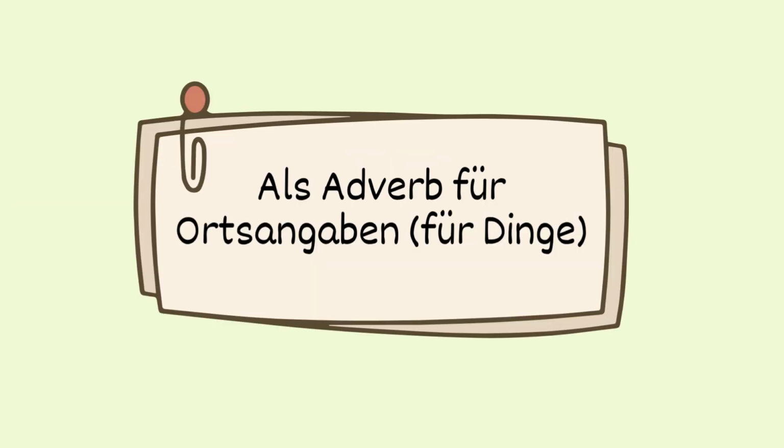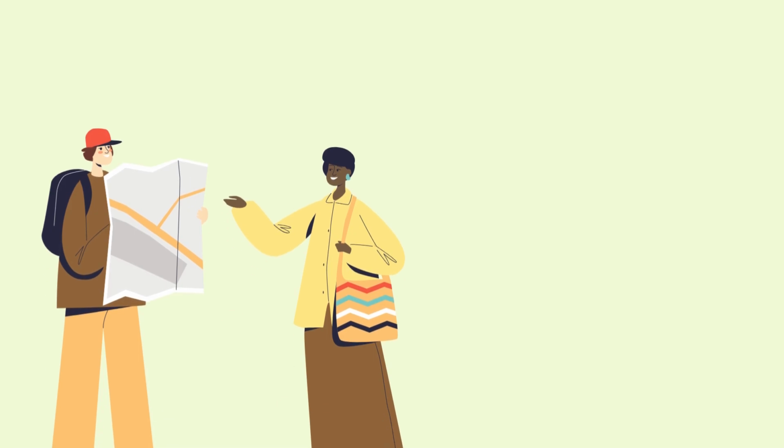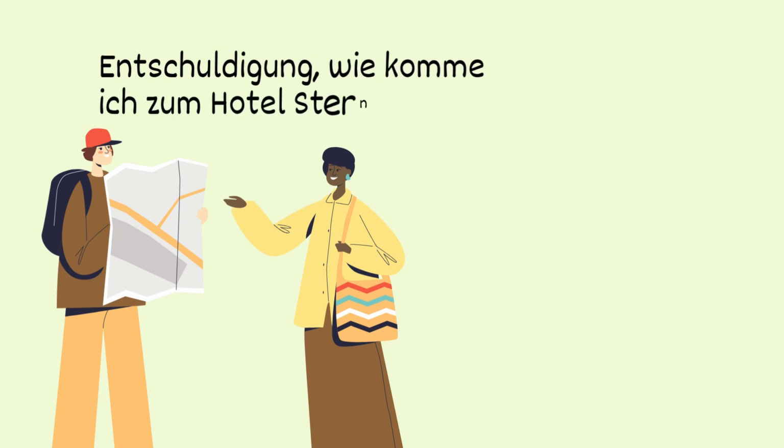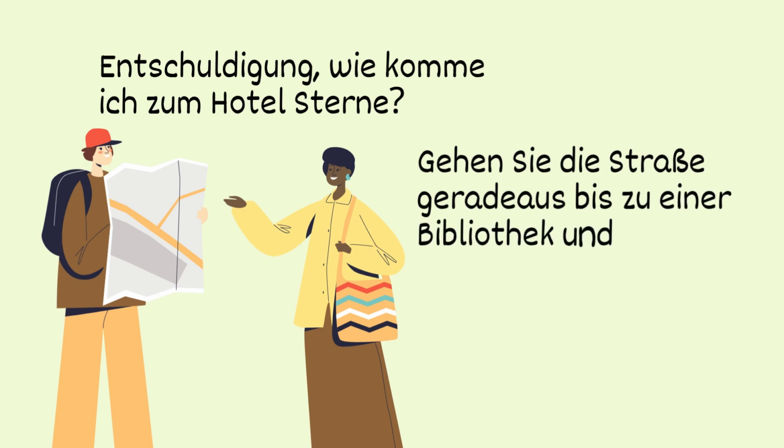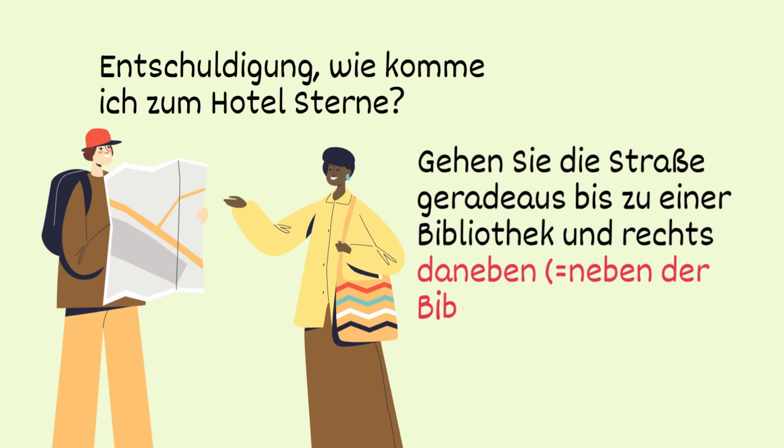The second role of da words is as adverbs for place and position of things. Als Adverb für Ortsangaben. For example, let's say you're asking someone for directions, right? Entschuldigung, wie komme ich zum Hotel Sterne? The other person might answer, gehen Sie die Straße geradeaus bis zu einer Bibliothek und rechts daneben ist das Hotel. Head straight ahead till you reach a library, and on the right next to it, next to what? The Bibliothek, the library, yes, is the hotel.